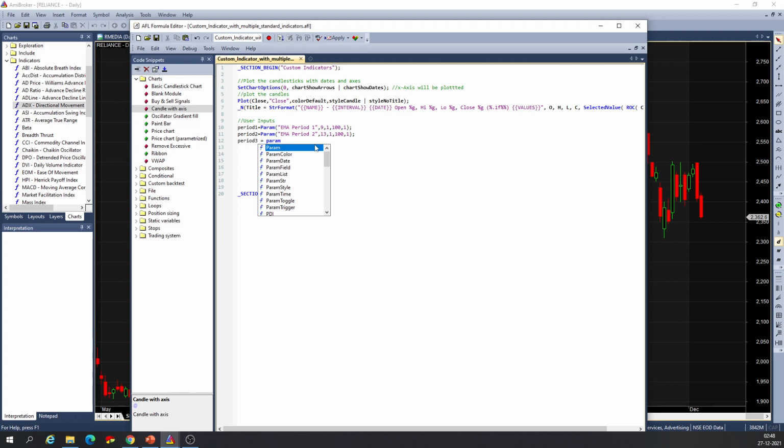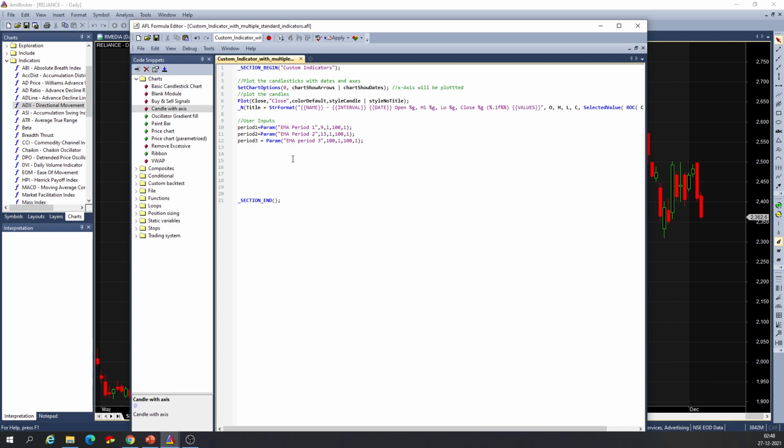So param EMA period, EMA period 3, here I'm taking 101. Okay, so here we complete the user inputs. Now what is the next step? So the next step is basically getting ready with the data before we go to the trade logic.